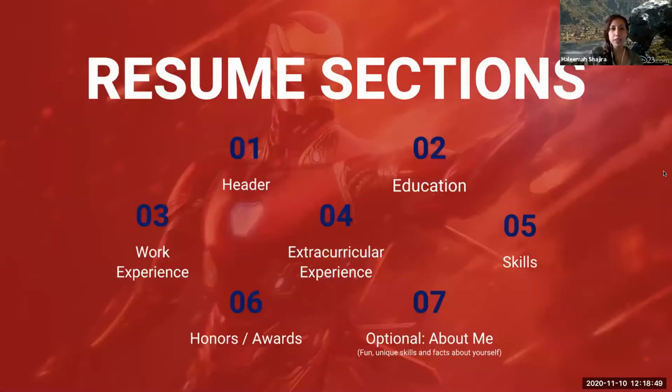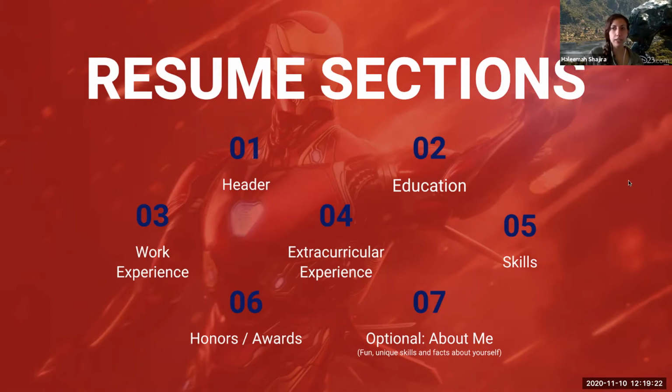Hey, so next we're going to go into what the different types of sections of resumes are, and then we're going to talk about specifically how to write those sections. Later on during the interactive activity, we're going to be looking at different examples of those sections. The different sections are a header, education, work experience, extracurricular experiences, skills, honors and awards, and then an optional about me section if you have space and you want to include fun facts about yourself.